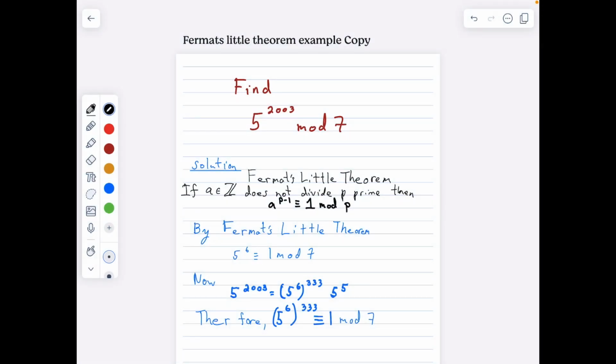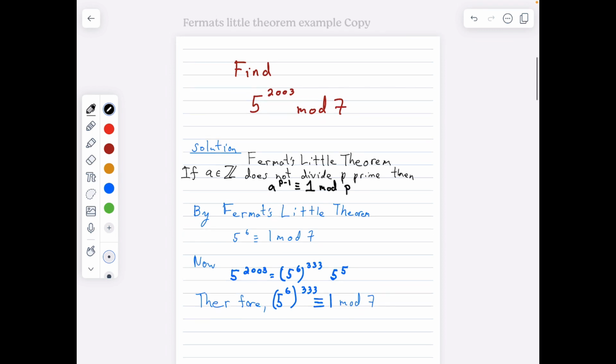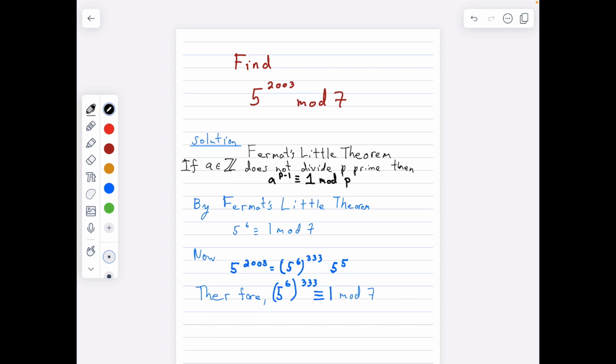All right, hello everyone. So today we have a discrete math problem, and we're trying to find 5 to the 2003 mod 7. So in other words, what is the remainder, if any, if 5 to the 2003 is divided by 7, is what we're asking. So your calculator won't be able to do this because it's a rather large number. So what are our tools at our disposal that we could use?